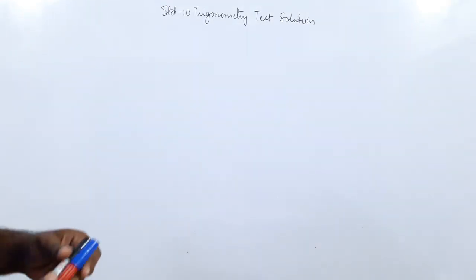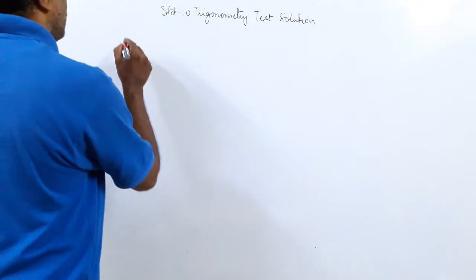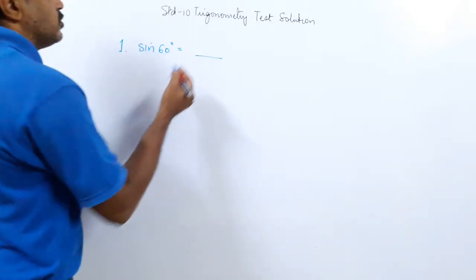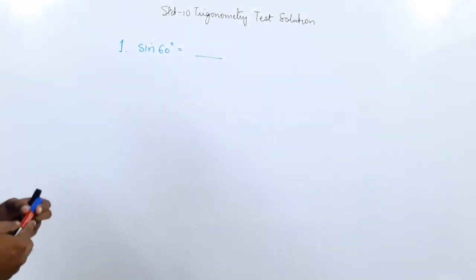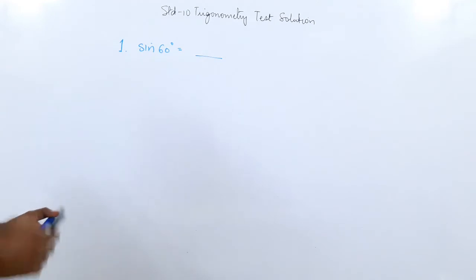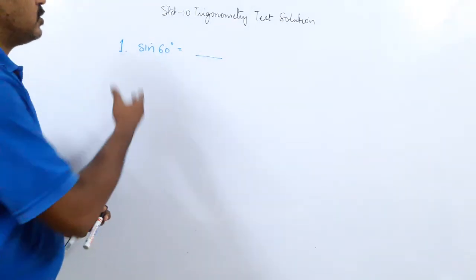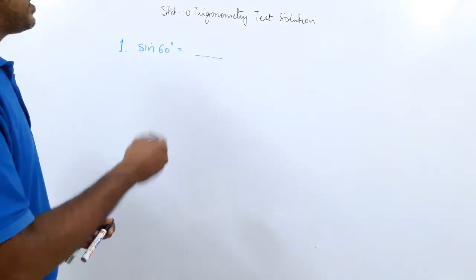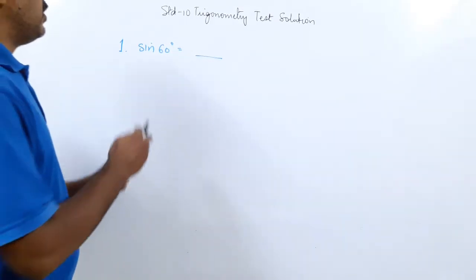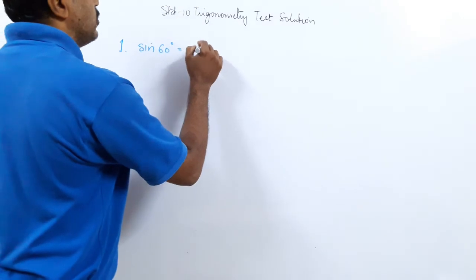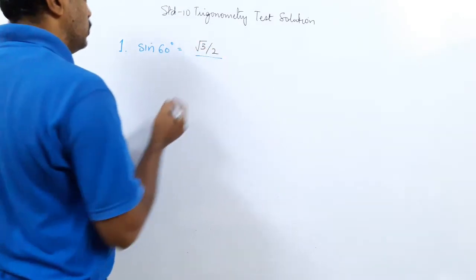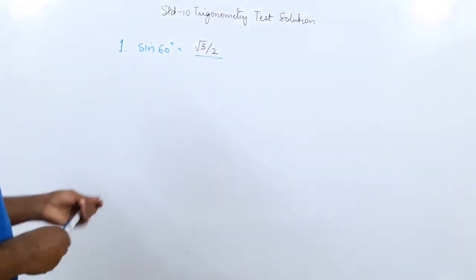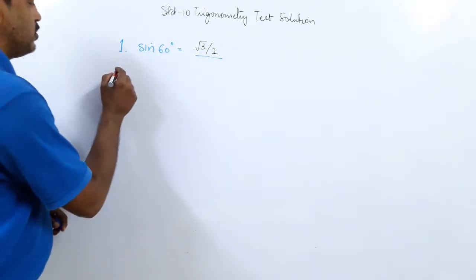The first question is: value of sine 60. This question is directly based on the trigonometric table that we have done. It is very easy, provided you remember the table very well. Any value like sine 60, sine 45, cos 45, tan 45 can be asked. And the value of sine 60 is root 3 by 2. So this question was easy, based on the table.